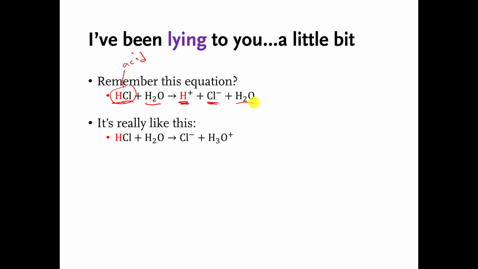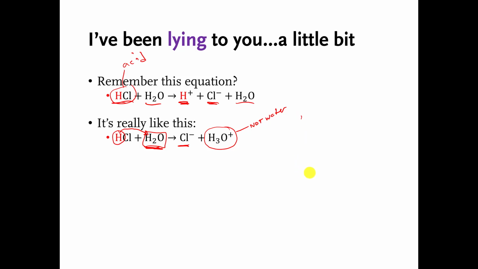What's happening is here. You take hydrochloric acid, you mix it with water. The H plus does split apart from the Cl minus, so you end up with Cl minus. But take a look at where this H plus goes. This H plus ends up getting stuck onto one of the waters, and it turns the water into something else. It turns it into H3O+. This is not water anymore.